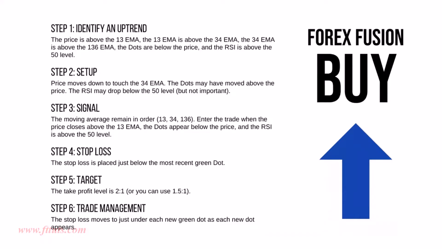So at this point, after the price has touched the 34 EMA, we want the price to close above the 13 EMA. We want the dot to be underneath the price, and we want the RSI to be above 50. The stop loss will go underneath the most recent green dot, and for the target we're going to go for a 2-to-1, but if you feel that 2-to-1 is a little bit far, I think a 1.5-to-1 is also a nice alternative. And then trade management: we simply are going to be moving the stop loss along the dots as each new dot appears.